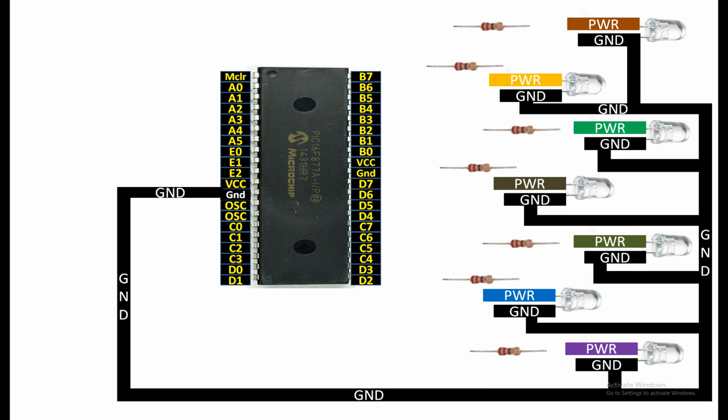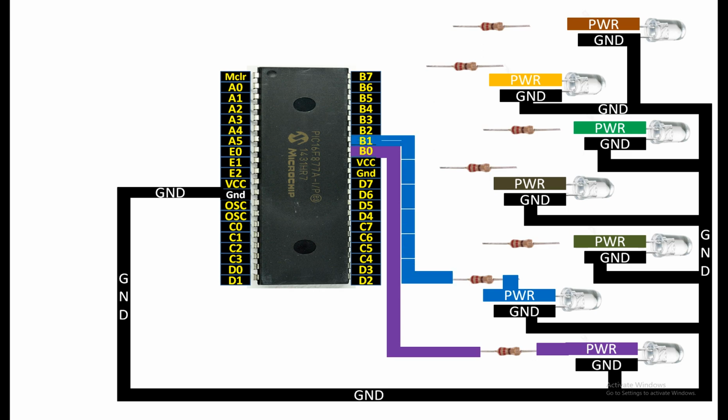We start from the bottom LED. Connect the longer pin to one end of the 220 ohm resistor like this. Now from the other end of this 220 ohm resistor, you can connect it to any available digital input output pin of your PIC. I am going to use pin number B0. Then for the second last LED, do the same, longer pin to the resistor, then from the other end of the resistor, use any digital input output pin. I am going to use pin number B1.